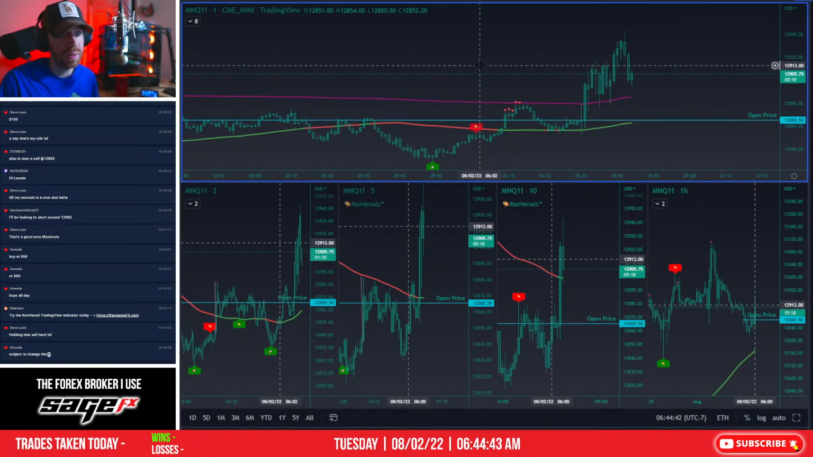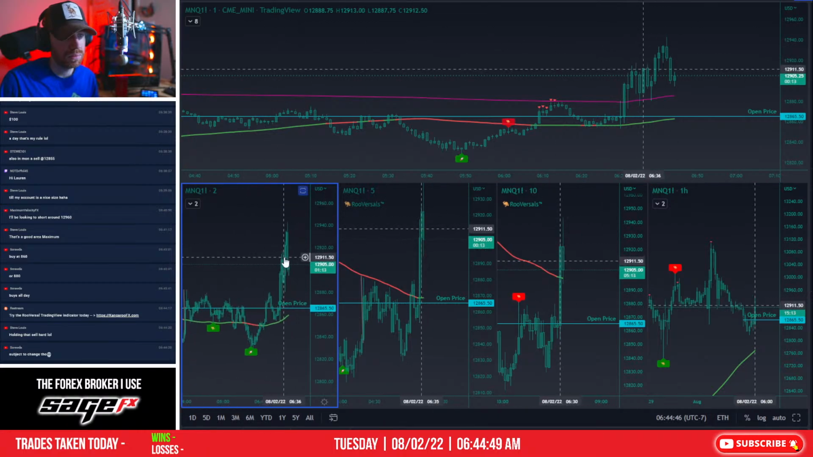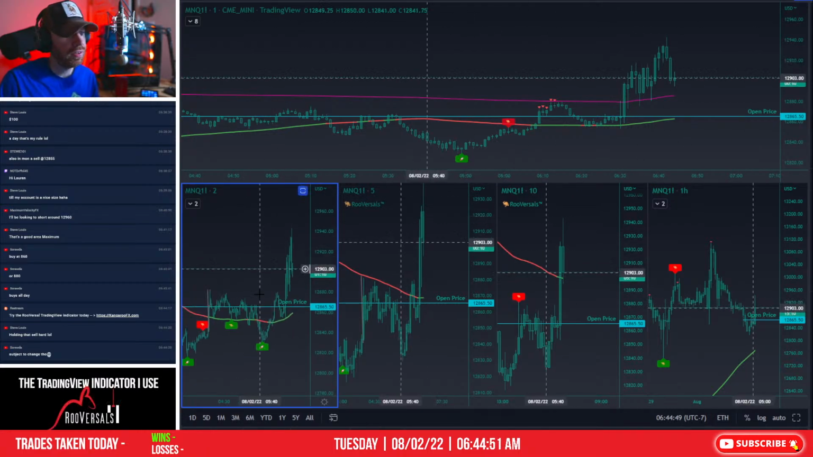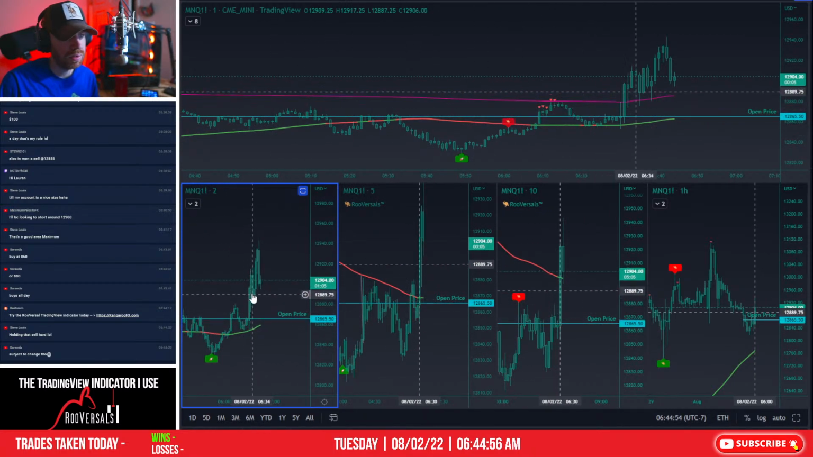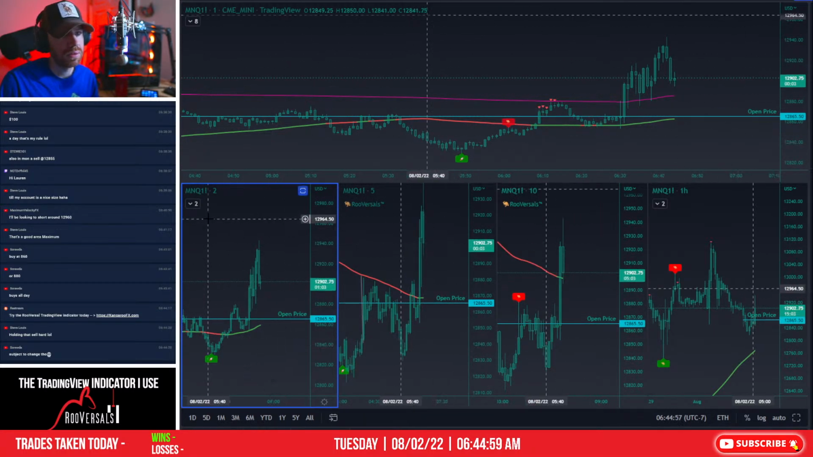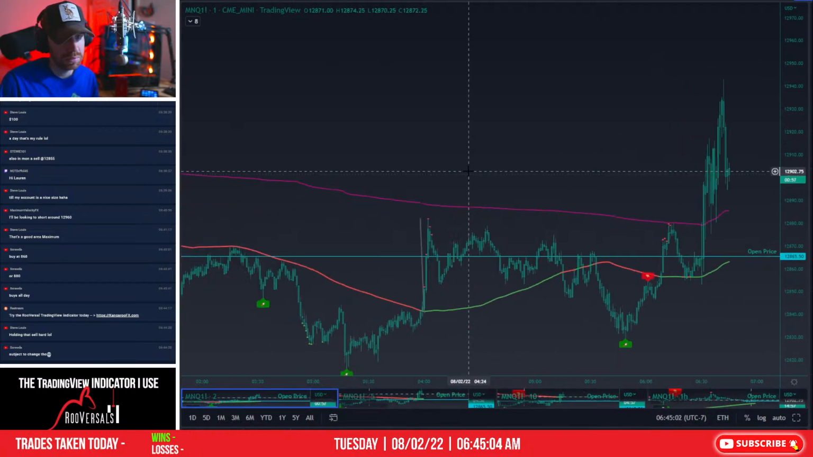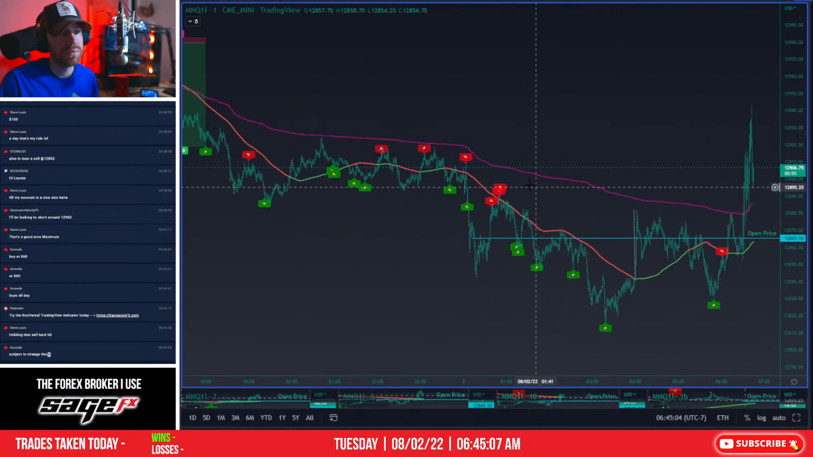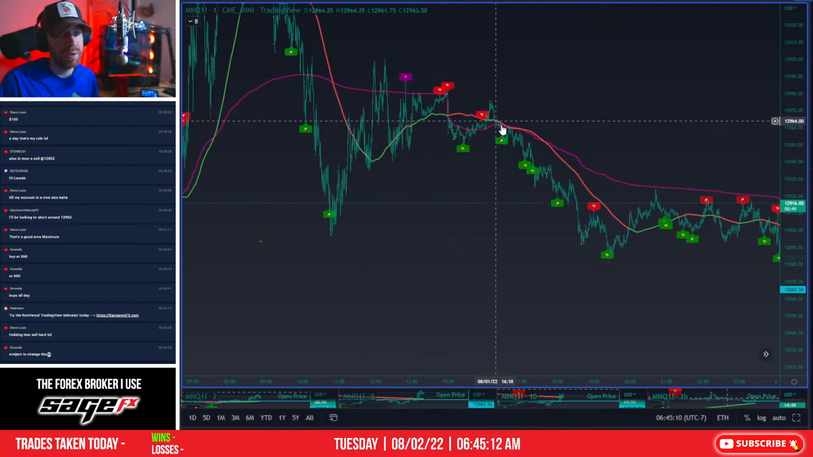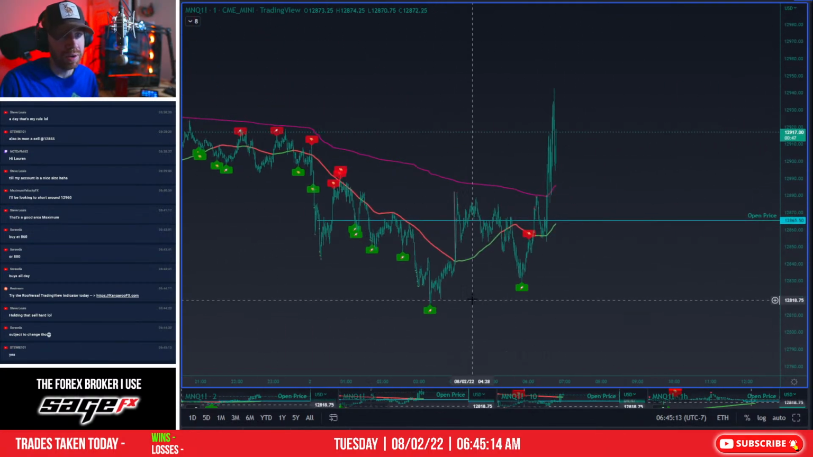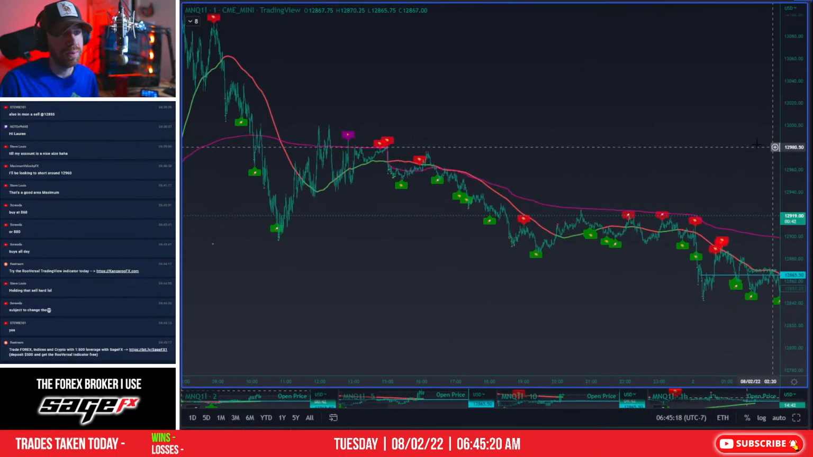Steve, you still holding the sell? I'd be wary of the sell because of this moving average crossover. But look, price has been under the moving average and the VWAP basically all morning. So I mean, it's due for a little run up, right?